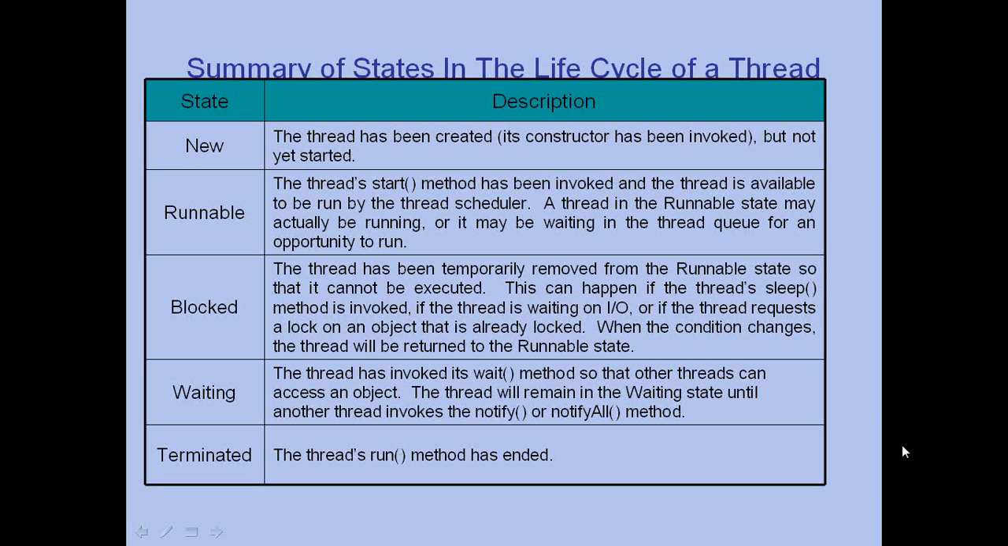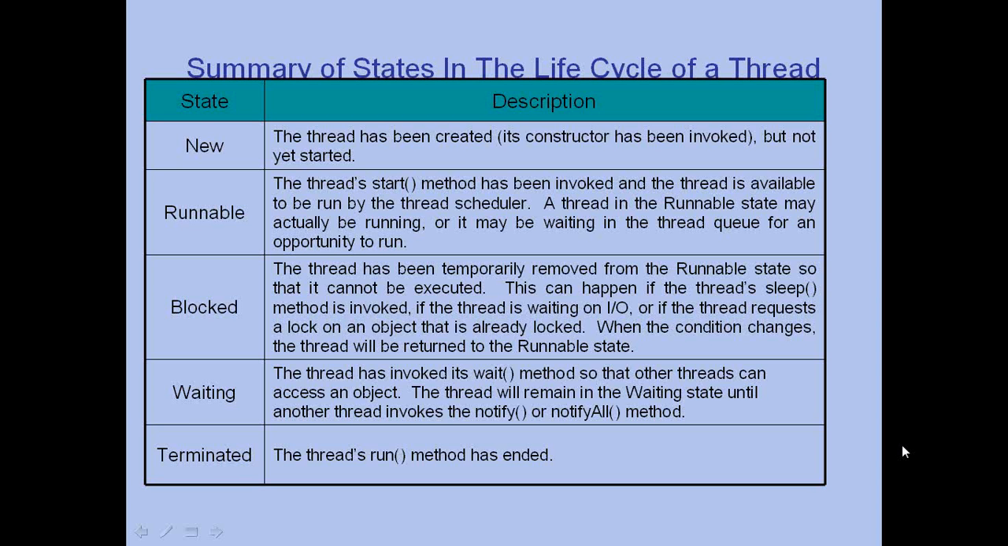Blocked: the thread has been temporarily removed from the runnable state so that it cannot be executed. This can happen if the thread sleep method is invoked, or if the thread is waiting for an IO operation to complete, or if the thread requests a lock on an object that is already locked. This concept, a thread waiting for a lock on an object that is already locked, I am going to explain in the synchronization part.